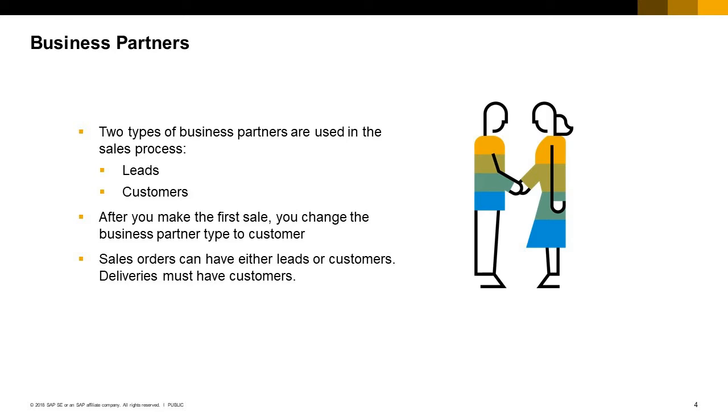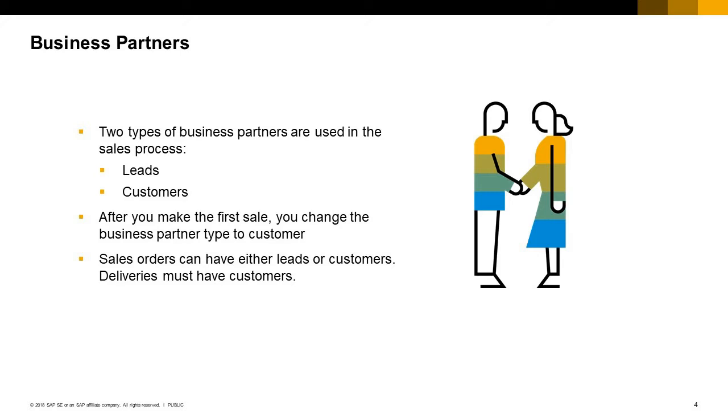After you make the first sale to a lead, you change the business partner type to customer, turning the lead into a customer. A sales order can have either a lead or a customer assigned. Once you move to a delivery, you must have a customer. The information on leads and customers is maintained in business partner master records.